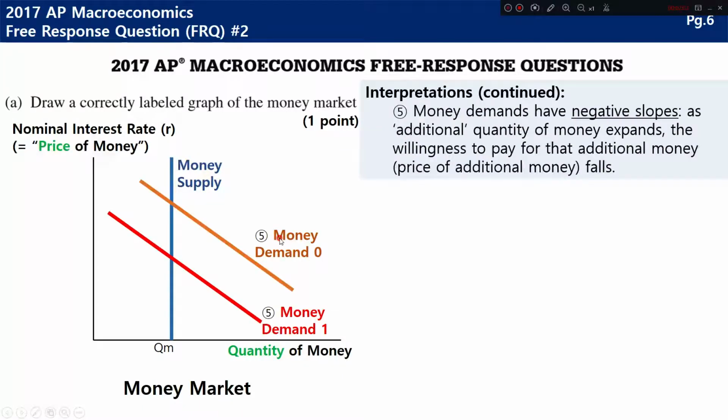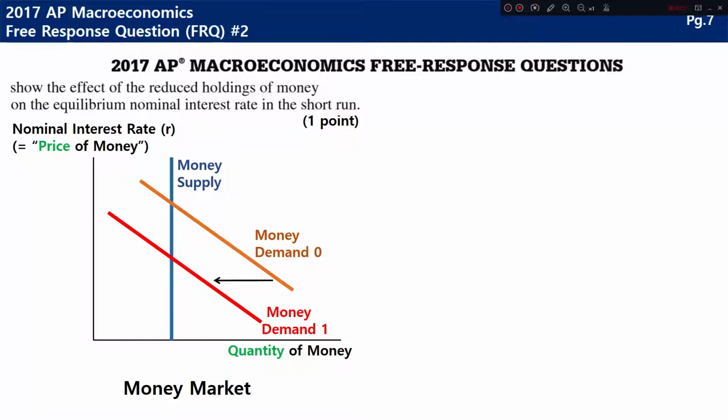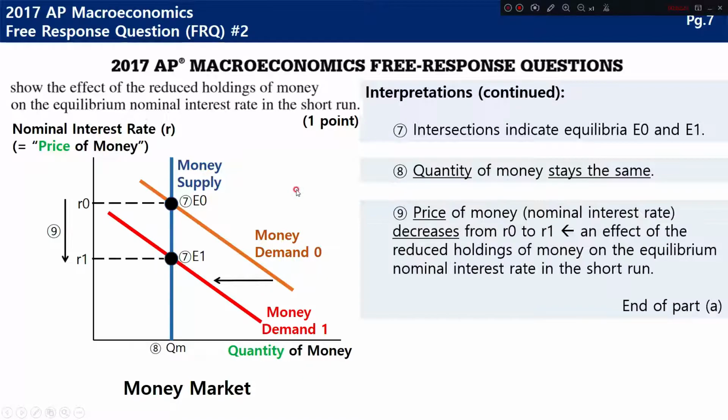Moving on, money demand has a negative slope. As additional quantity of money expands, the willingness to pay for the additional money falls, and money demand shifts backwards because of assumption 2. And that's 1 point for this graph. And the price of money, or the nominal interest rate, decreases from R0 to R1, and that is the effect of reduced holdings of money under equilibrium. This is the end of part A.